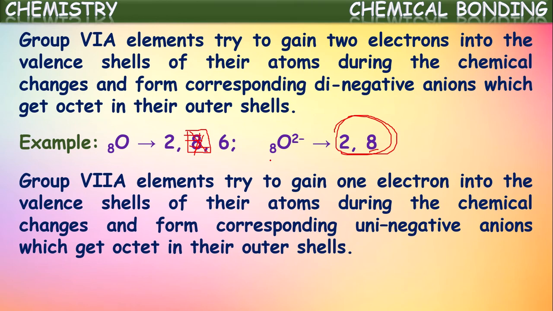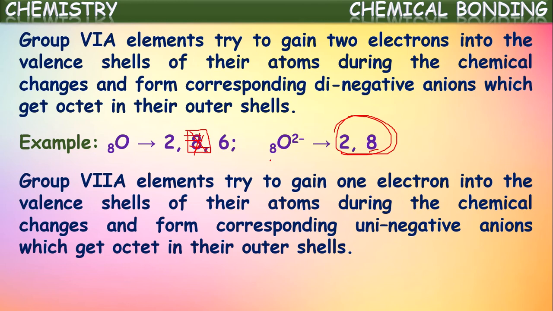Next, if we observe 7A group elements, which we call halogens. Do you remember what the 7A group elements are? They are fluorine, chlorine, bromine, iodine and astatine. These elements have 7 electrons in their outermost shell. For example, the atomic number of fluorine is 9, and if you write its configuration, we get 2,7. It means that in its outermost shell, it has only 7 electrons.